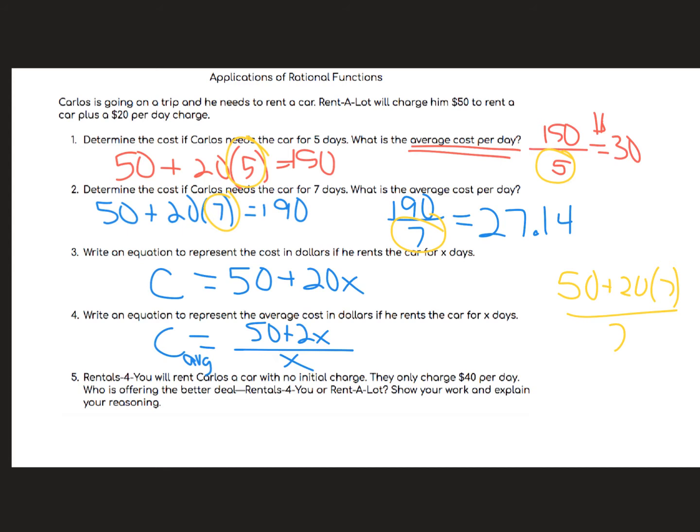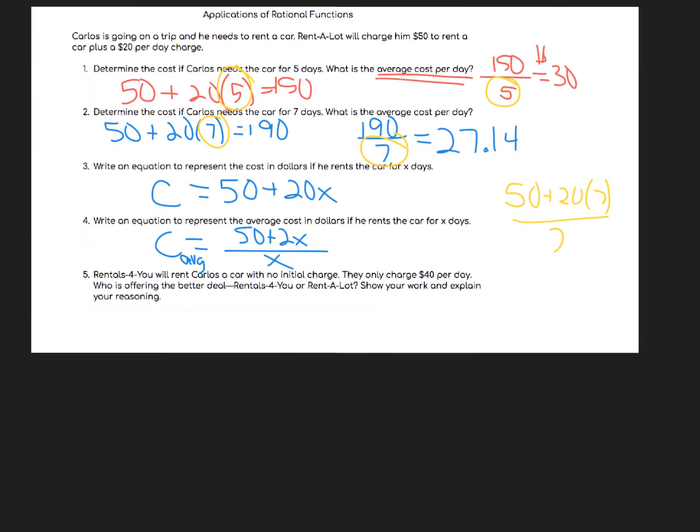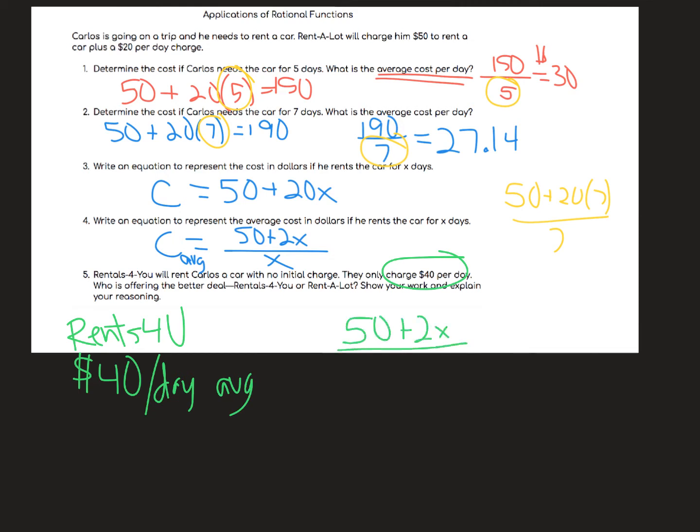Rentals for You will rent Carlos a car with no initial charge. They charge $40 per day. Who is offering a better deal? Okay, so let's see. We've got $40 per day, so Rentals for You is $40 per day, average. So I think what I want to do is set the average cost here equal to the average cost here. And then let's solve that.